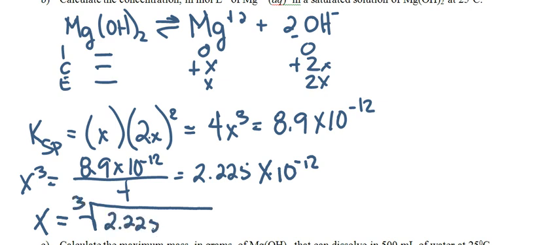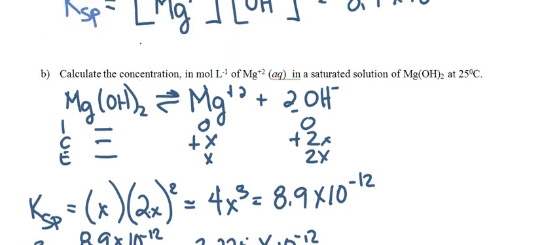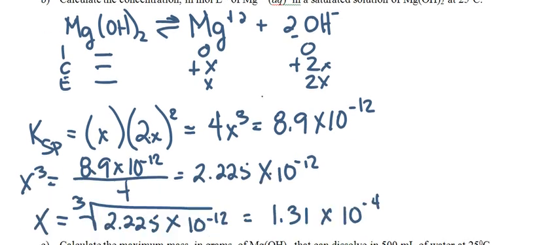2.25 times 10 to the negative 12. So cube root that. Alright, so I get 1.31, and again, that's times 10 to the negative 4. Okay, so that's our x value. And what are we looking for here? We are looking for the concentration of the magnesium ions. So magnesium equals x. So this does equal our magnesium concentration. Okay, not too bad. That was pretty straightforward.